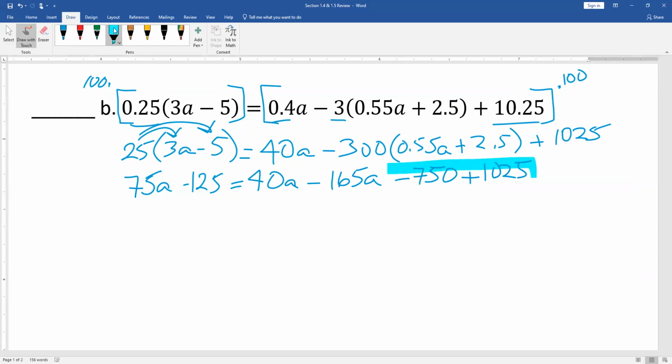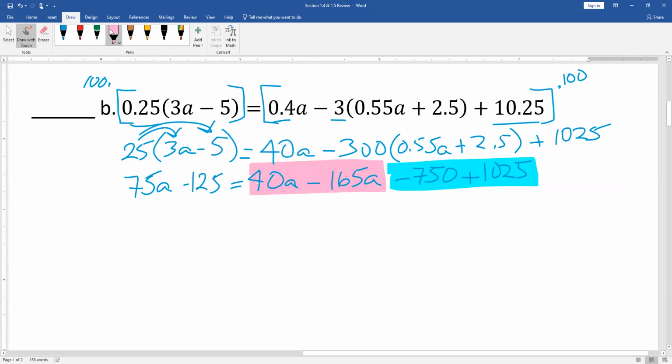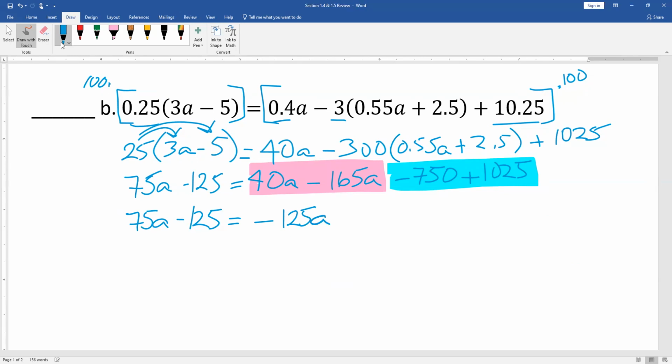All right, so now we're combining like terms. These guys are constants. And then we also have two like terms here. The left side is as simplified as it gets, so we can just leave that 75a minus 125 equals 40a minus 165 is going to be negative. So 165 minus 40 is 125a. And 1025 minus 750, that's still going to give us a positive 275.